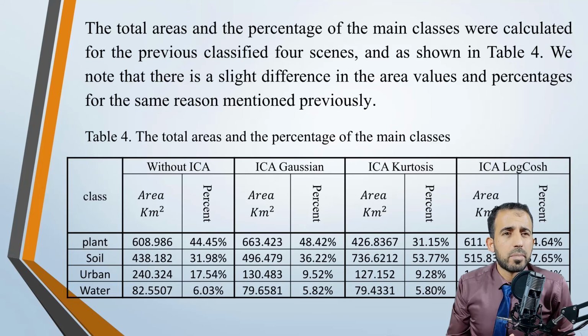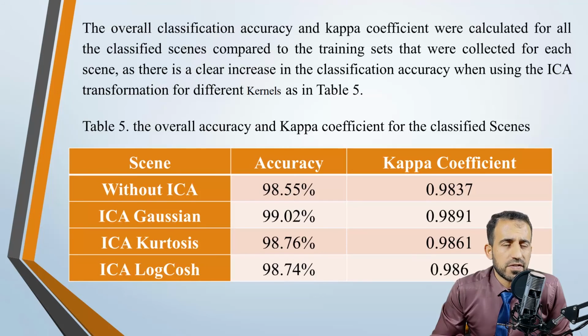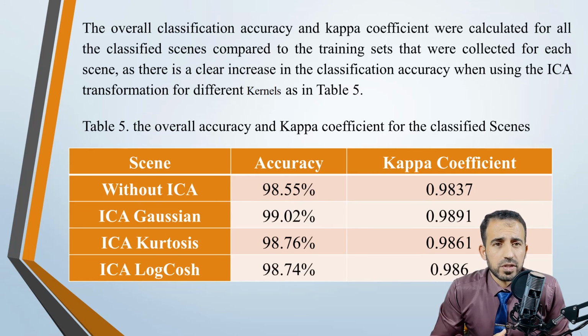The total areas and the percentage of the main classes were calculated for the previously classified four scenes, as shown in Table 4. We note that there is a slight difference in the area values and percentage for the same reason mentioned previously. This table shows the total area and the percentage of the main classes: plant, soil, urban, and water. The overall classification accuracy and kappa coefficient were calculated for all the classified scenes compared to the training sets that were collected for each scene, and there is a clear increase in the classification accuracy when using the ICA transformation for different kernels, as in Table 5.